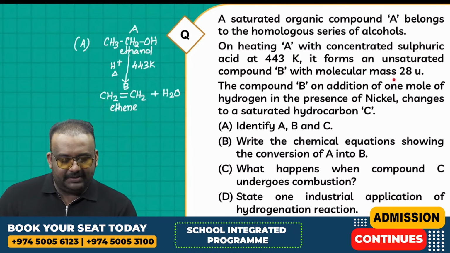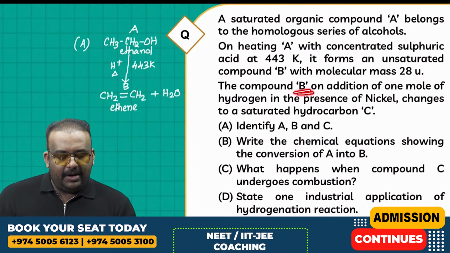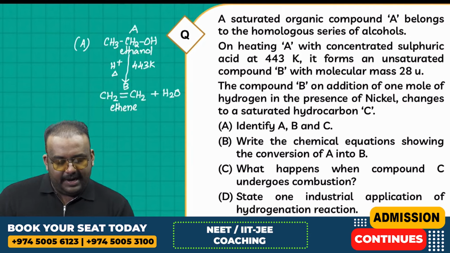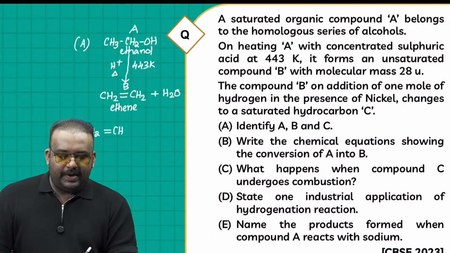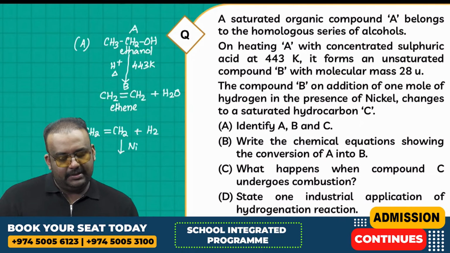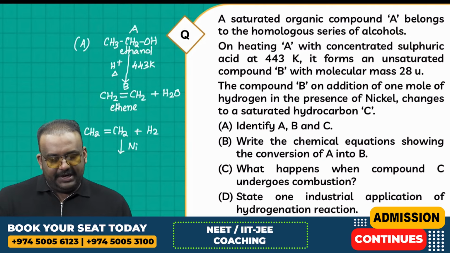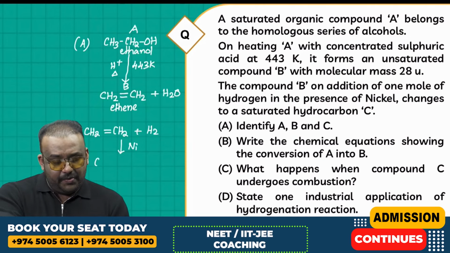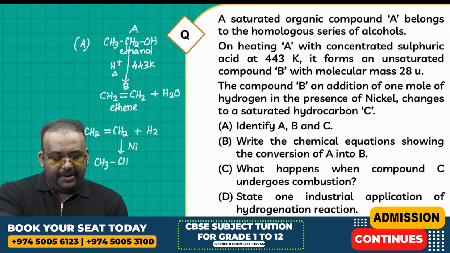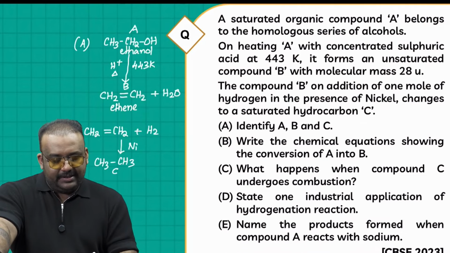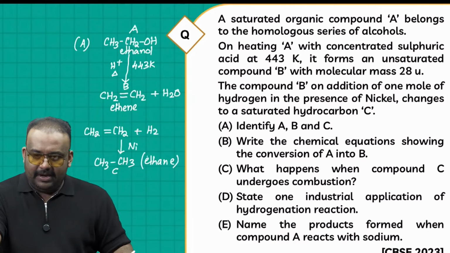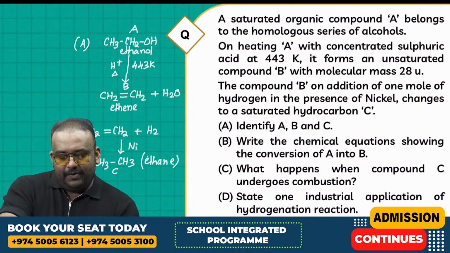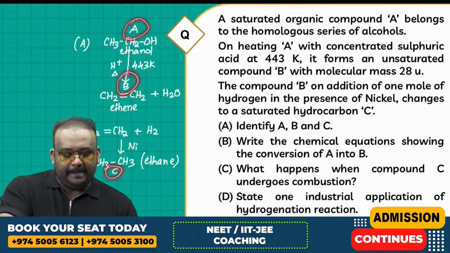So the molecular mass is matching. Compound B is formed on addition of 1 mole of dihydrogen. If you add hydrogen to an alkene in the presence of nickel, it will change into a saturated hydrocarbon. The saturated hydrocarbon that you're going to get is this compound. What is its name? It is ethane. So we identified who is A, B, and C.